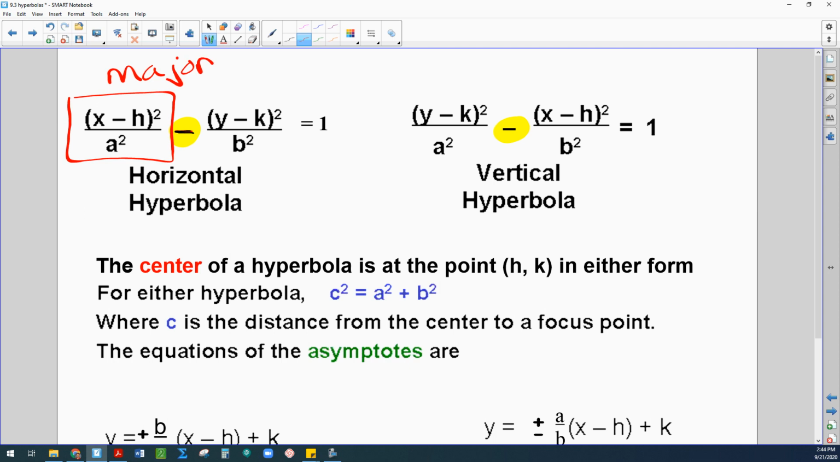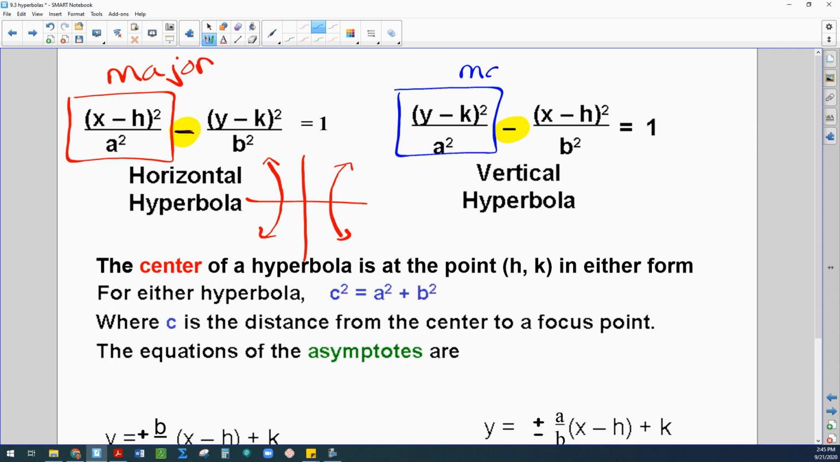So here I have a horizontal hyperbola, which means that it intersects the horizontal axis and opens left and right. For this one with the y minus k squared, if that's first, that's my major axis. Vertical hyperbola, that means it opens up and down. The center of the hyperbola is always at h, k, or 0, 0 if there's no shift.